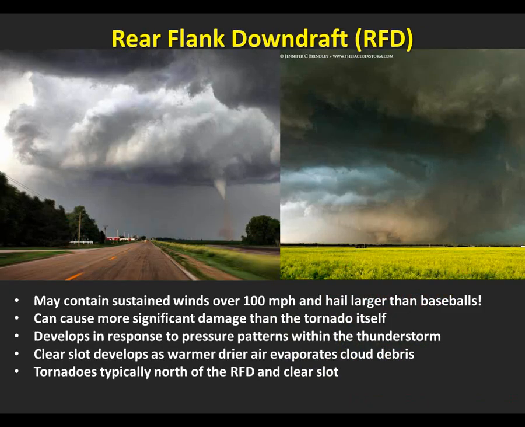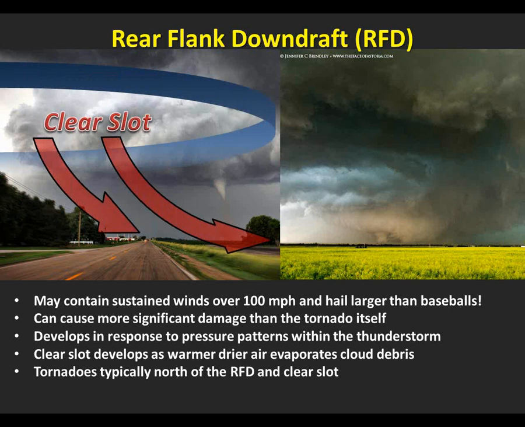So we'll move on. The rear flank downdraft, on the other hand, the forward flank downdraft, I should go back, is typically going to be rain-cooled. It's going to be pretty cold. The rear flank downdraft, on the other hand, in an optimal tornado environment, a lot of times is going to be warm. It's going to be hot, and it's going to be unstable air that's actually going to rise.